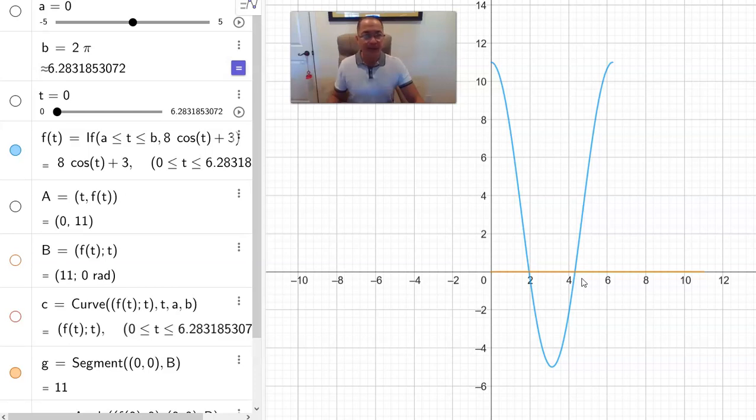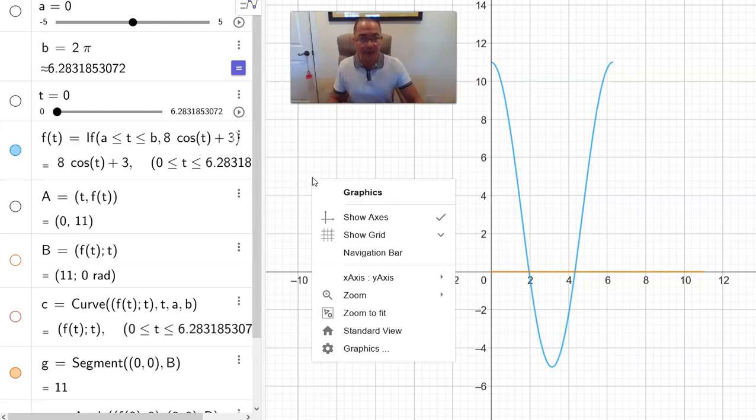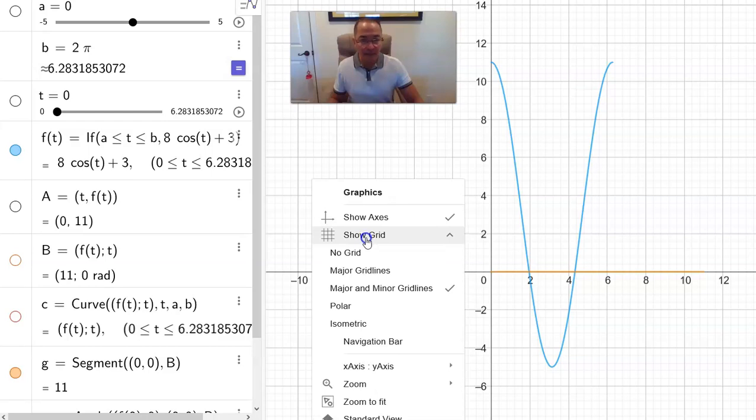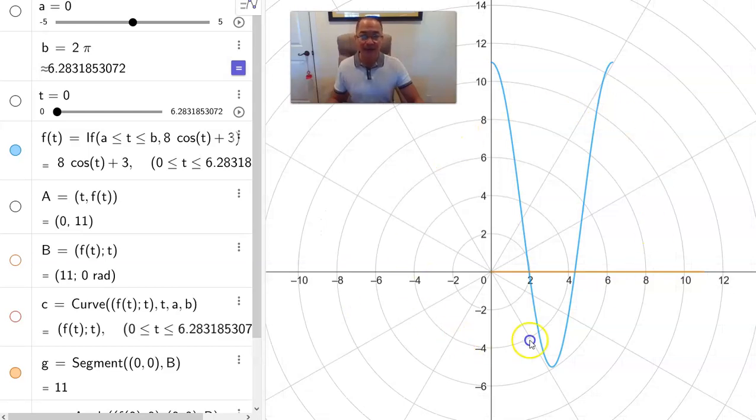Now, instead of staying in Cartesian, let's go to polar. Right-click on the grid and go to Show Grid, and underneath there, you will see the polar option. If you click on that, you get polar coordinates. I believe we saw this in an earlier video. Of course, our Cartesian graph doesn't quite make sense anymore. We just have to remember, we're going from 0 to 2 pi, from 11 to -5.